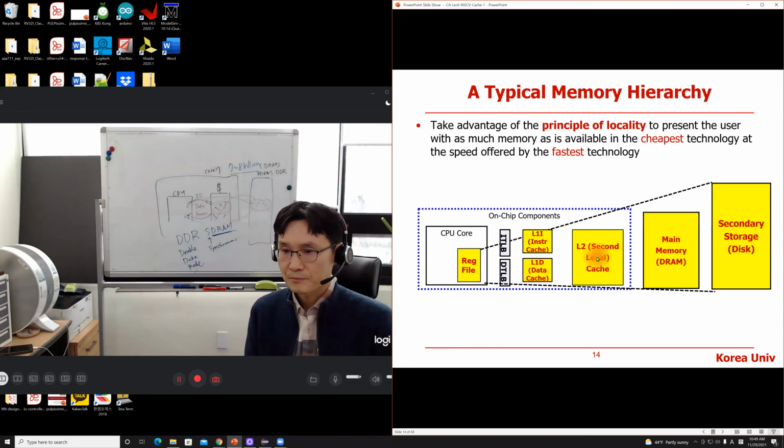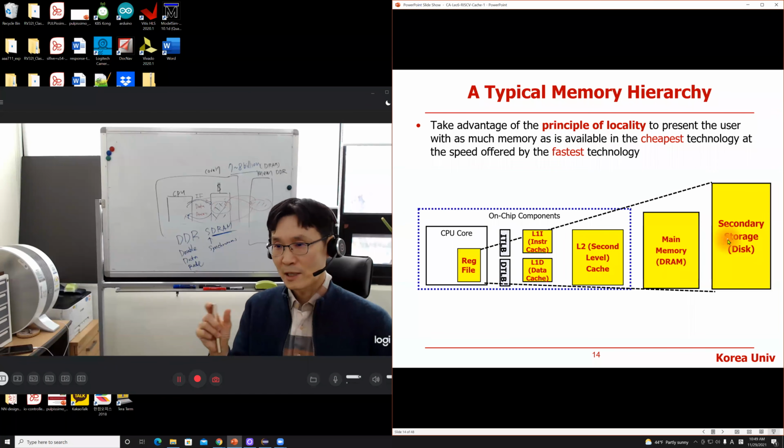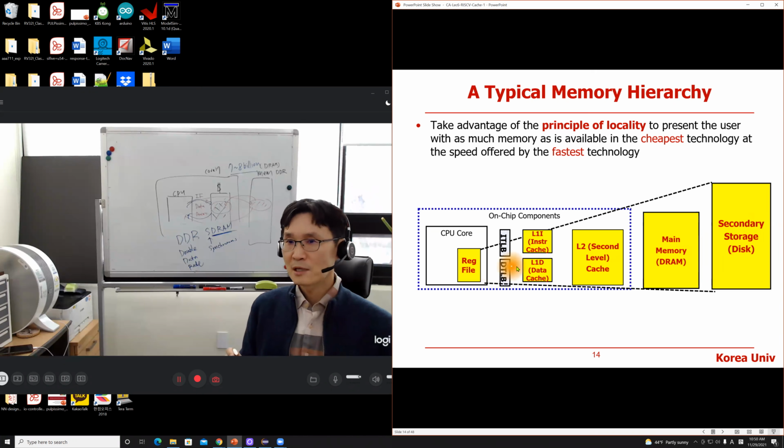And if level 1 cache is not able to provide data or instruction, you have level 2 cache. So level 2 cache hopefully can provide instruction and data. But if you cannot find that information, then another layer, main memory, hopefully supplies instruction and data to the CPU. But if you cannot find it, then the last one, secondary storage. It has everything, hard disk or SSD has everything, but super slow. That guy can provide instruction and data. So that is called memory hierarchy in computer.